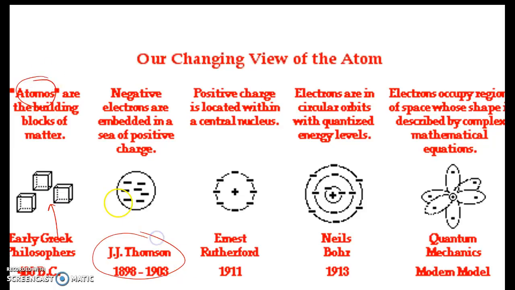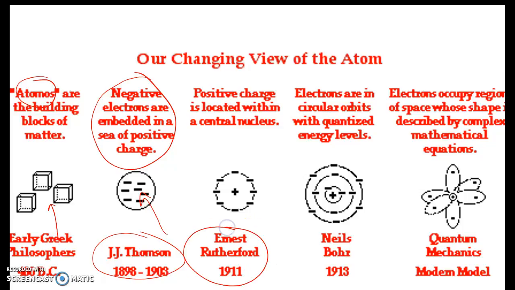Thomson, cathode ray tube experiment, discovered the electron and that negative electrons are in an atom. Rutherford, with the gold foil experiment, determined positive charges in the middle, the nucleus, with the negative charges around the outside. Bohr took this model and put these electrons, instead of just being in a circle like here, into orbits around the nucleus that was positively charged.